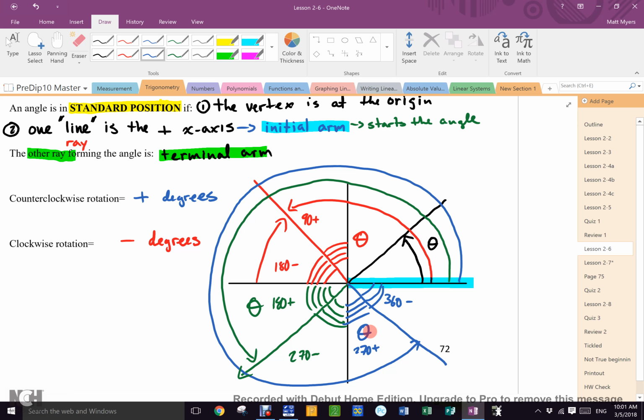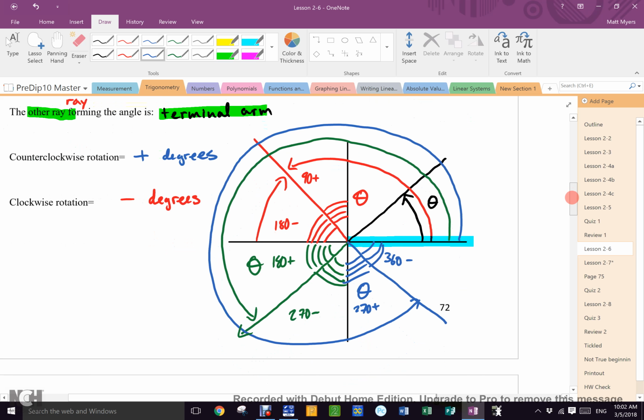Yes, always. Is everybody with me? We always start on the positive x-axis, and theta is between the positive x-axis and the terminal arm always. Everybody cool? All right.